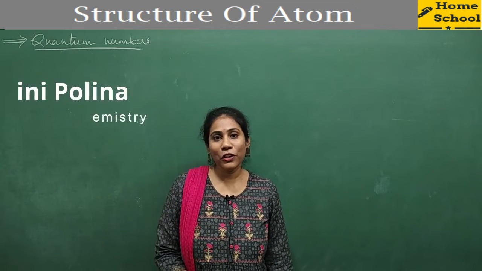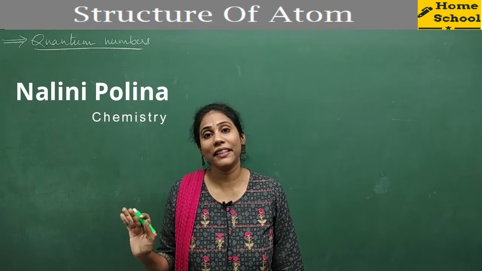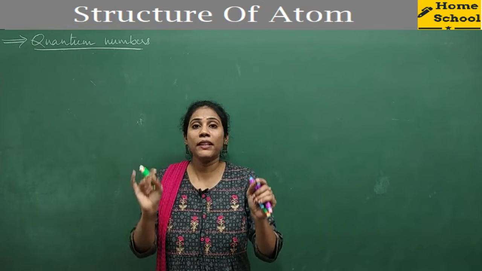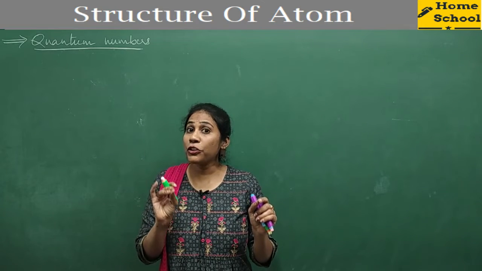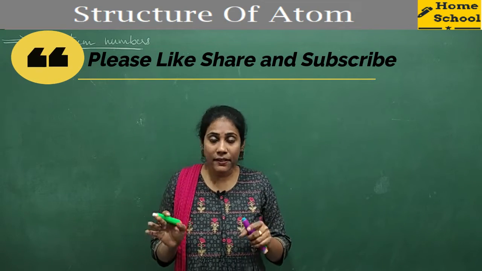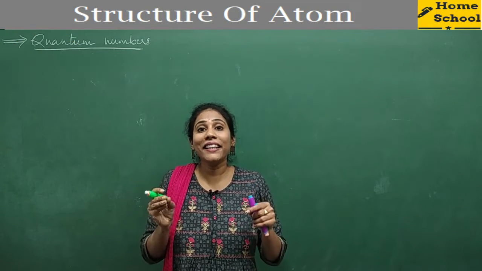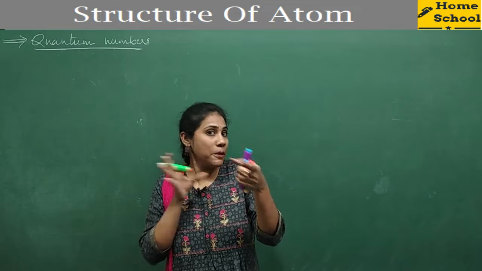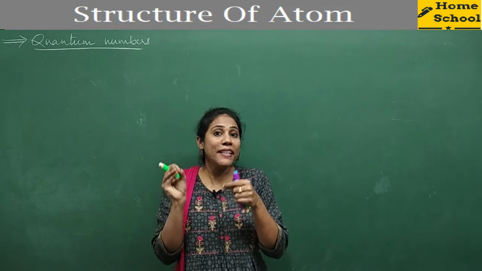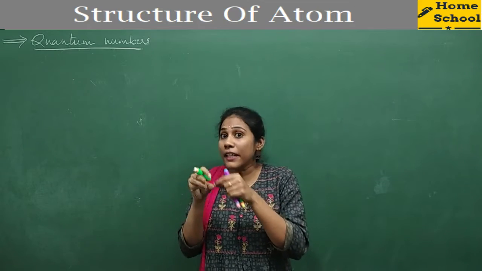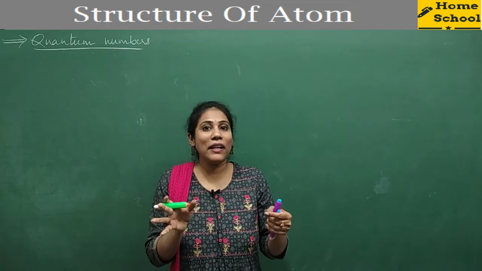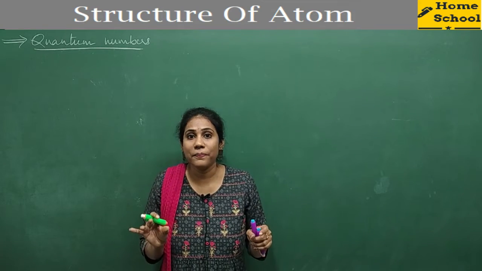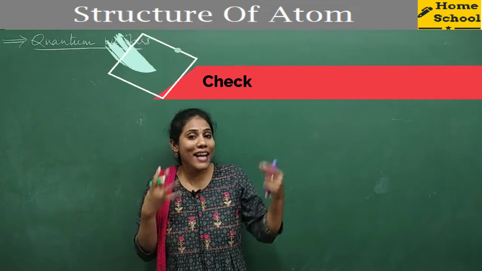So in my previous video, we started with the quantum mechanical model, which was introduced by Schrödinger, where he made one important point: the electrons do not revolve in fixed orbits. Instead, they revolve in empty spaces around the nucleus, where we have the maximum chance of finding them. That empty space where an electron spends most of its time is called an orbital. So we now know electrons are present inside orbitals. That is the electron's address.